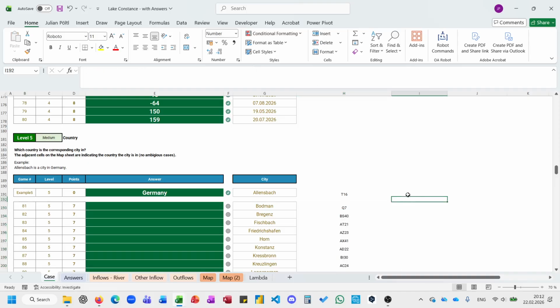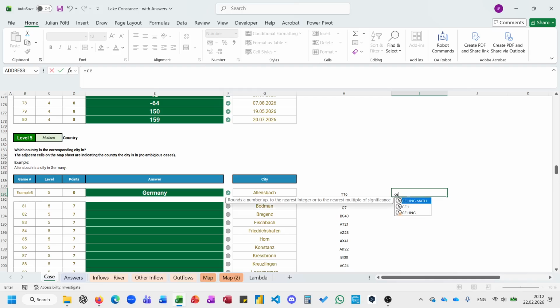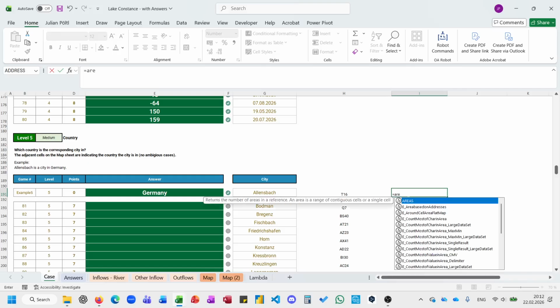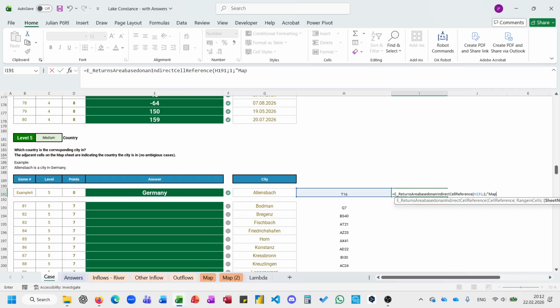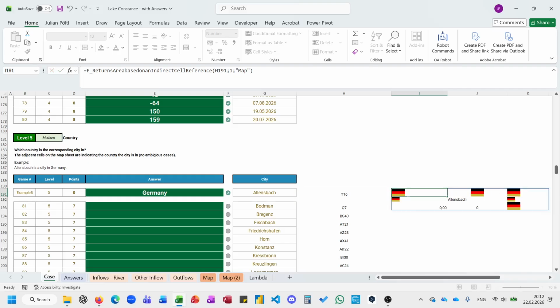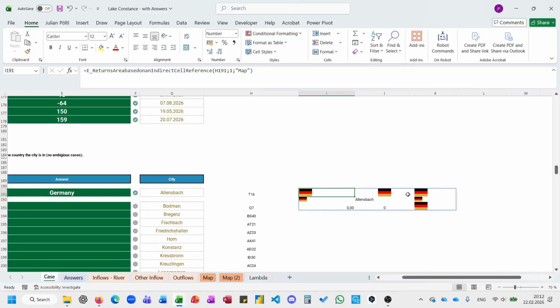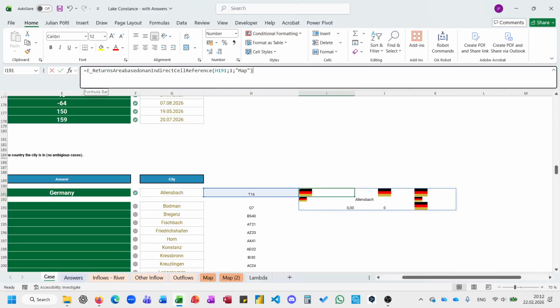And then I use, how is it called? Area based on return, area based on indirect cell reference. My range is 1, my sheet name is map. And I get here then the area around those cells. It's indirect based.